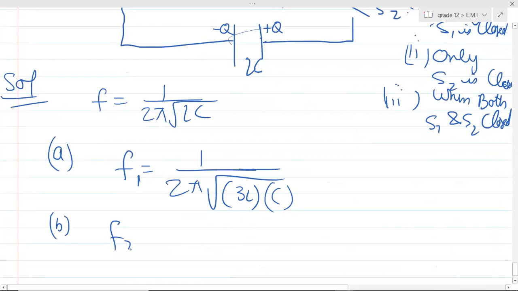What is the answer for the second case? Under root of, again, this will be 3L. And what will be the capacitance for the second case? It will be 2C.